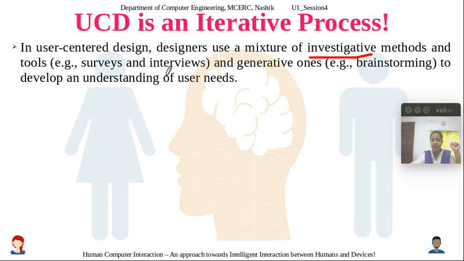First is the investigative methods, using interviews, surveys and some investigative methods, and the second way is the generative methods, or the brainstorming methods. What we want is for our user to provide us the requirements. To accept requirements from our user, we can go for the investigative methods, that means we can go for field surveys or interviews with the user.